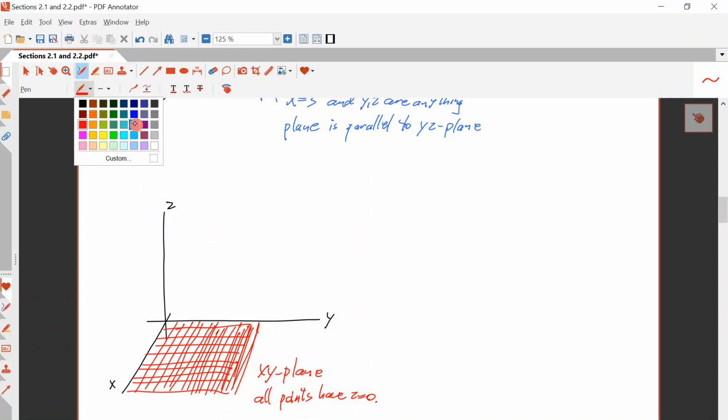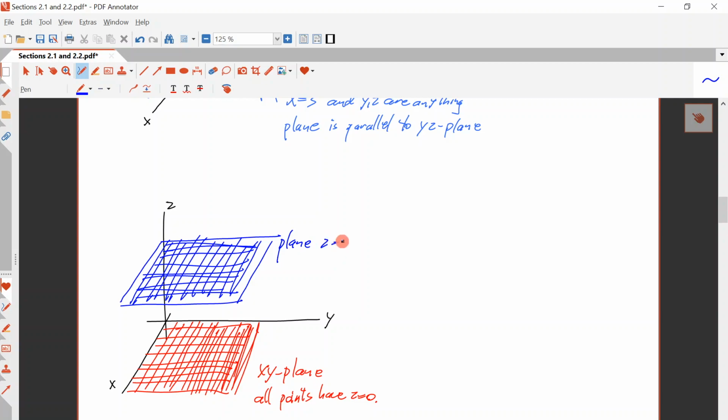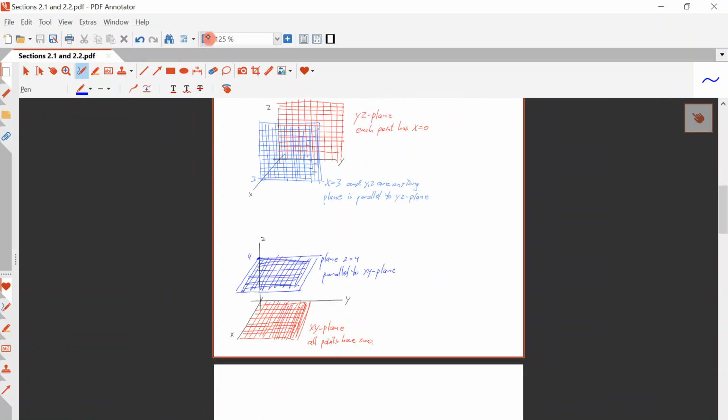And then if I said, say, z equal to 4, well, that's going to give me a plane where the z coordinates are all 4, and we're parallel to the xy plane. Alright, so this is the plane z equal to 4. If this is the point 4 right here, it is parallel to the xy plane. Alright, and then of course we can do the other pair of coordinates.